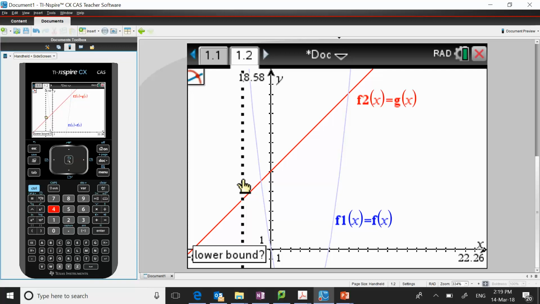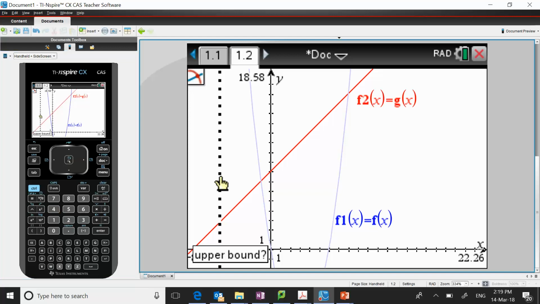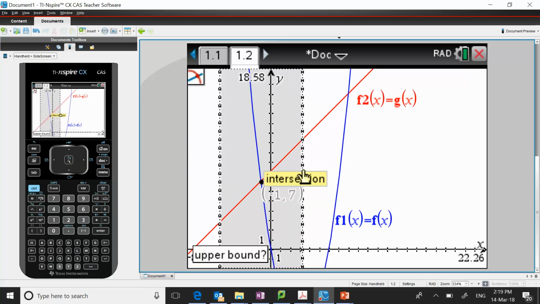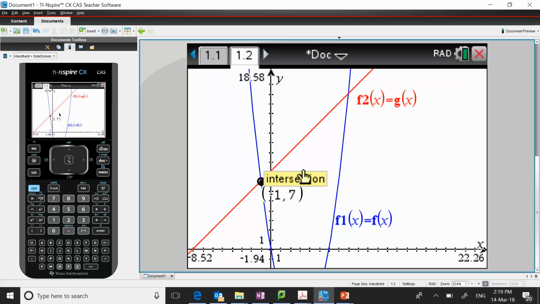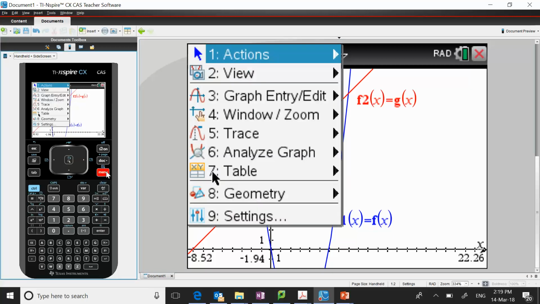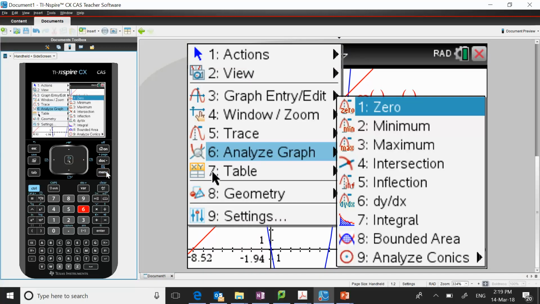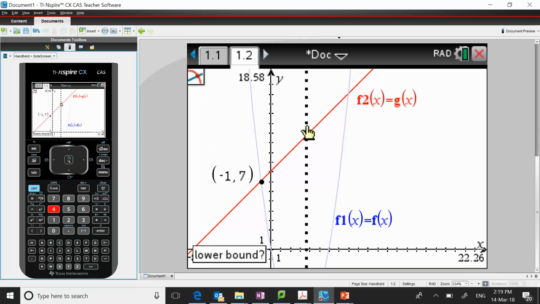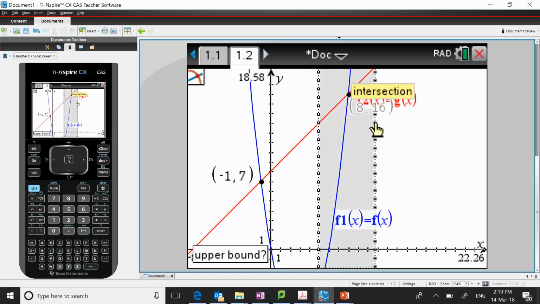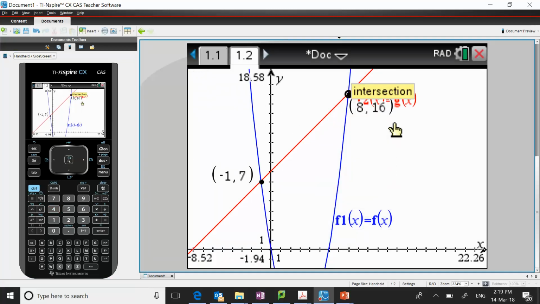I'm going to choose the left-hand side. I'm going to say, choose this left. So I click it once, then I drag my mouse across it, and then I click it twice. And it tells me the point of intersection on that side is -1,7. So if I want to do it again, I can do it again. Menu, analyze, which is number 6, intersection. So this is the left-hand side, and the right-hand side, I move it to the right-hand side. And I get 8,16. So there's 2 ways to do it.